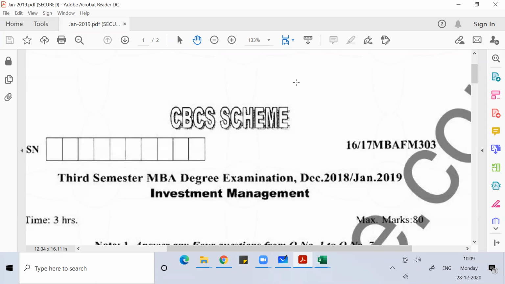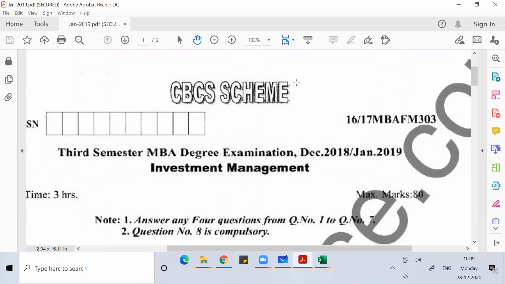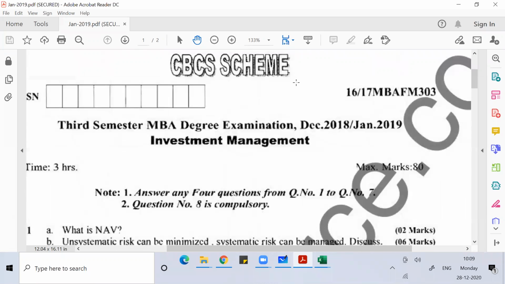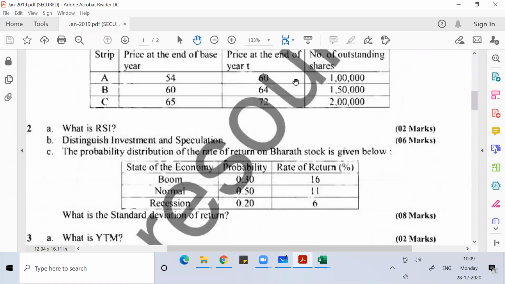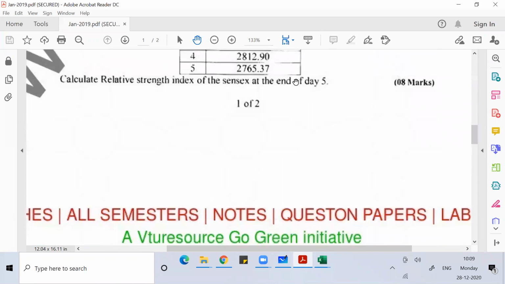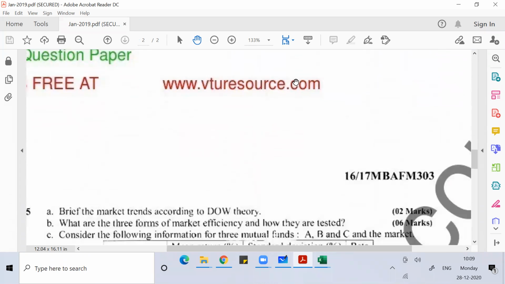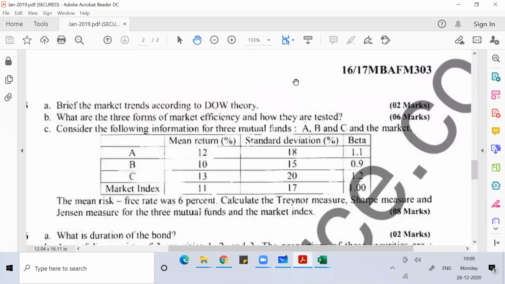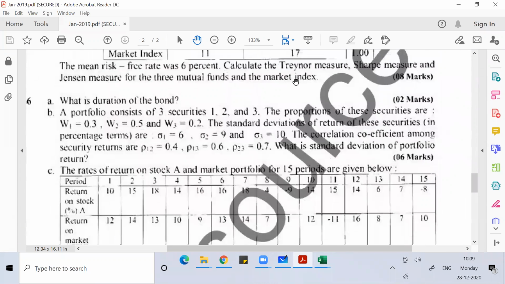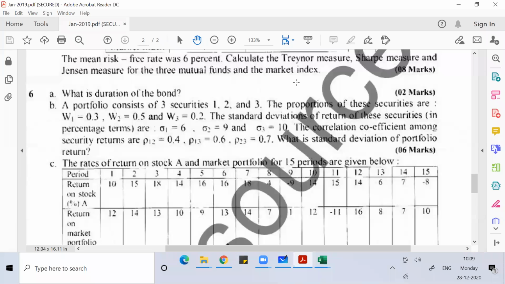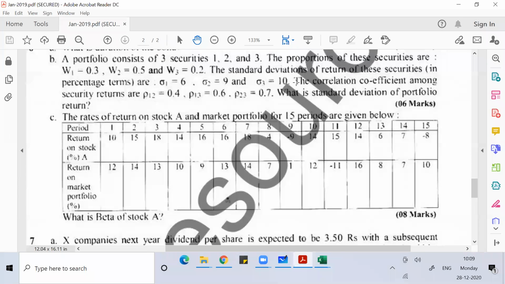In this class, we are going to solve a very important problem, which came in January 2019 for 8 marks in the investment management subject. We're going to do the problem based on the beta of the stock. Once again, I would like to welcome everyone to my class, where I'm discussing previous year items which are important for your exam preparation.